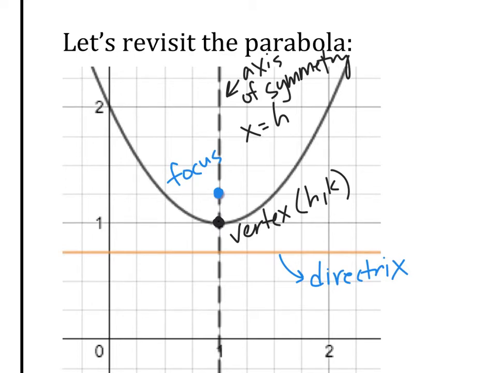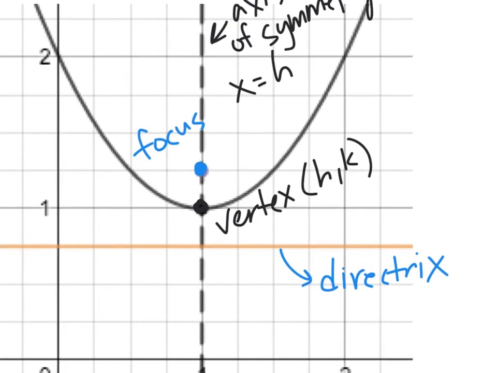All right, now the distance between the focus and the vertex to the directrix is fixed. This distance is called c, and it's always c. The distance between the focus and the vertex is c. From vertex to directrix is also c.